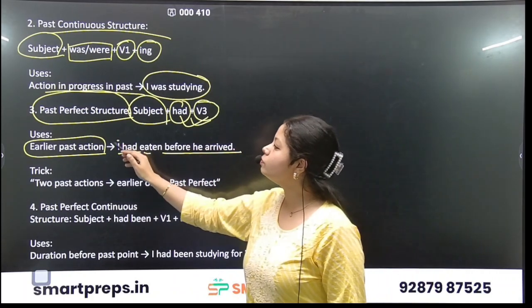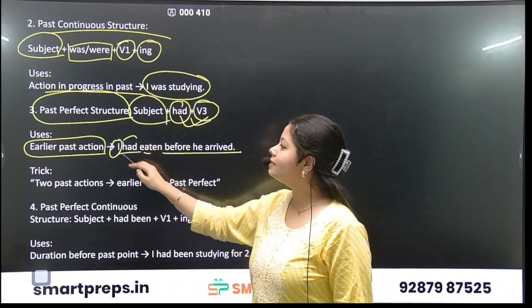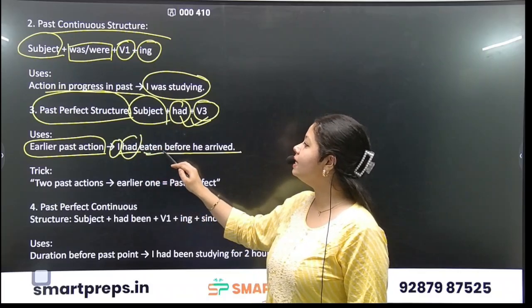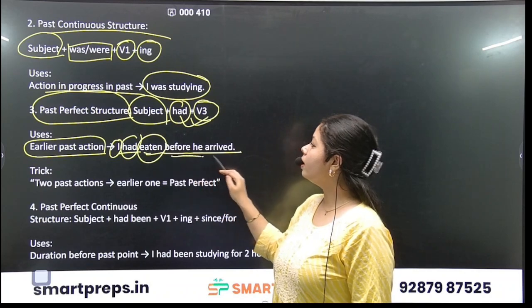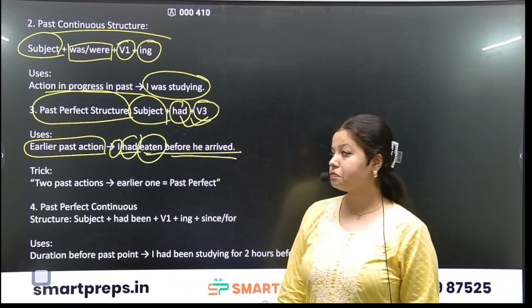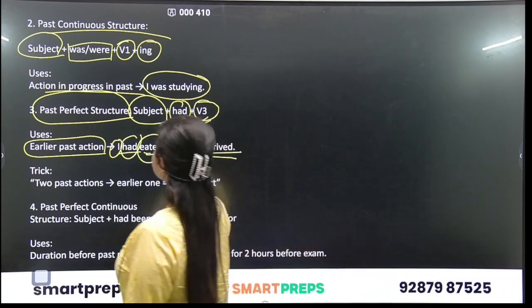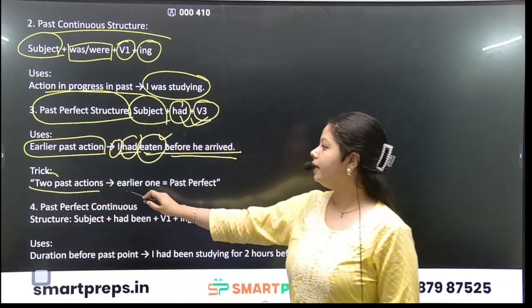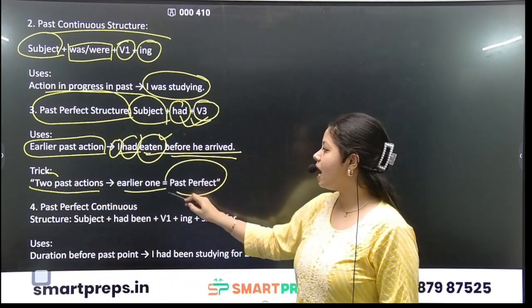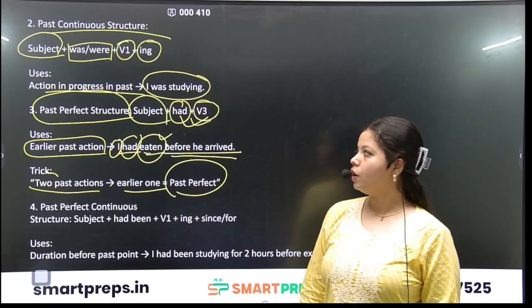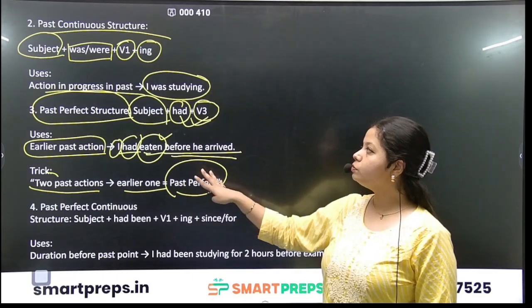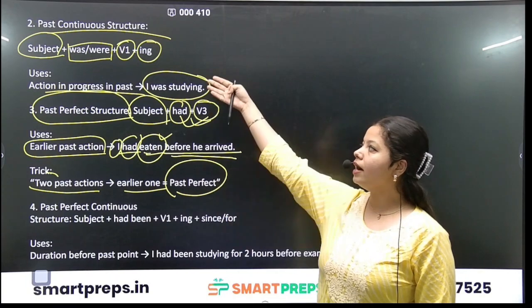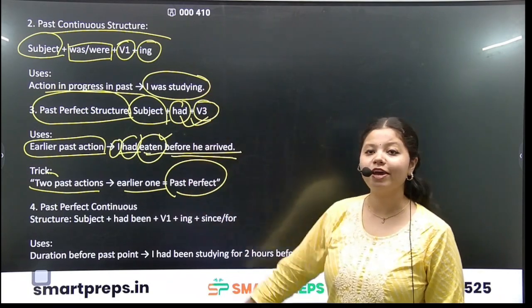Now I is what? Subject. Had is there. Past perfect. Eaten. Yes. Before he arrived. Okay. So here the verb is eaten. Now trick is what? Two past actions. Earlier one is past perfect. Okay. So earlier one is what? Past perfect. That is the usage of past perfect structure.